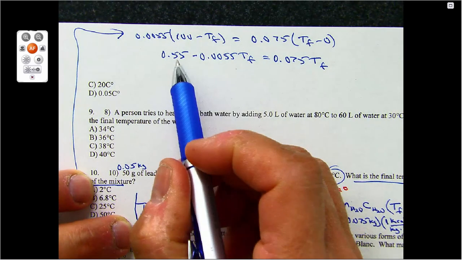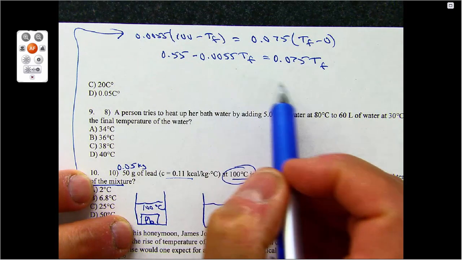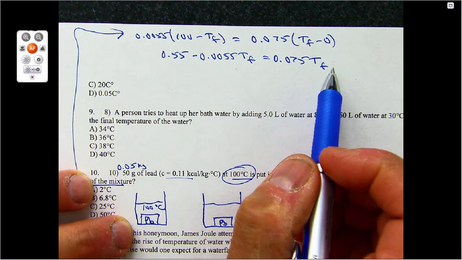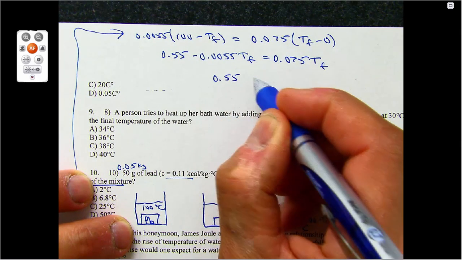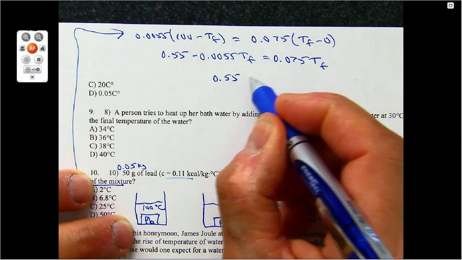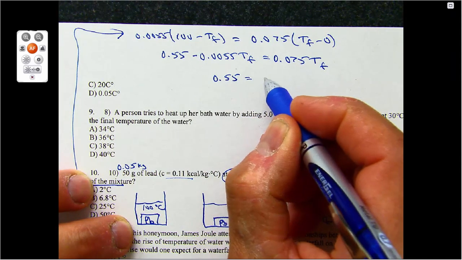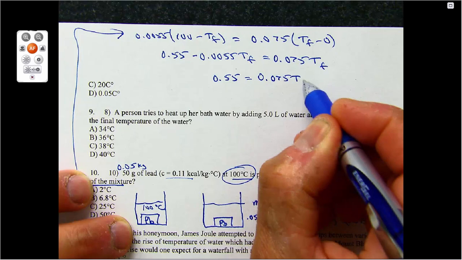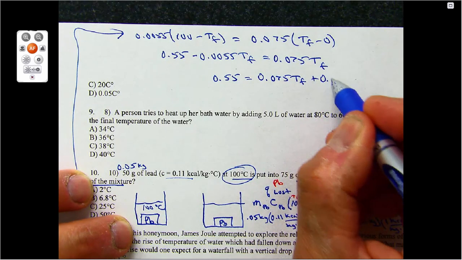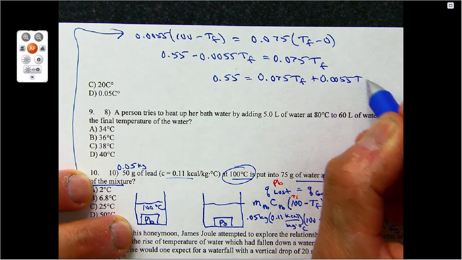Now we'll leave this 0.55 on this side, throw this negative T final to the other side and add it, right? So we'd end up with 0.55. Then we're going to end up dividing it out, but it's going to equal 0.075 T final plus 0.0055 T final.